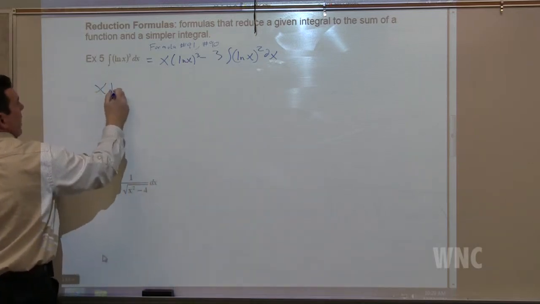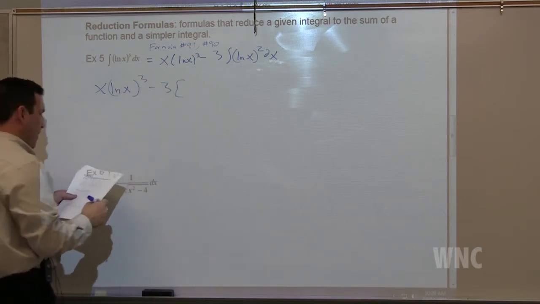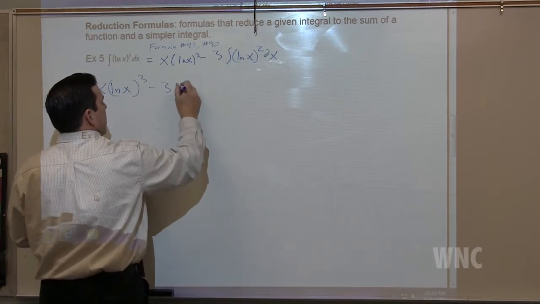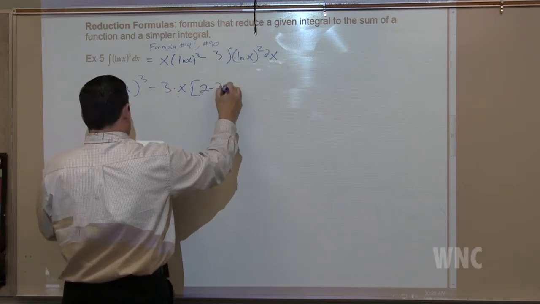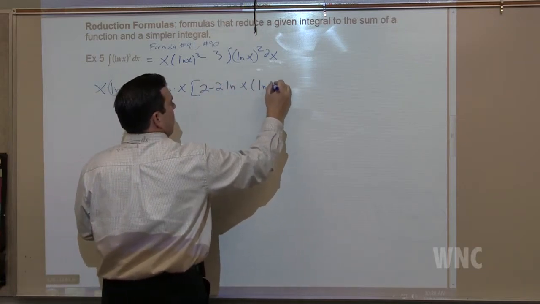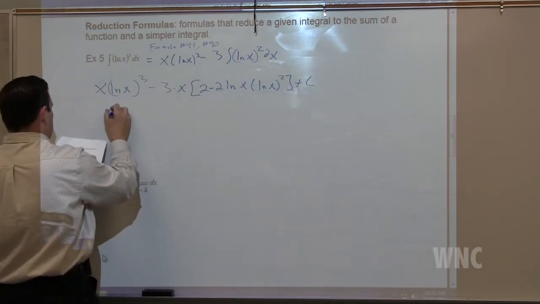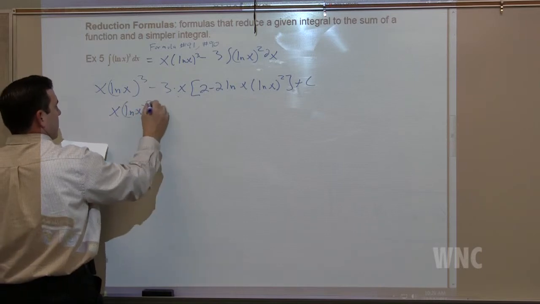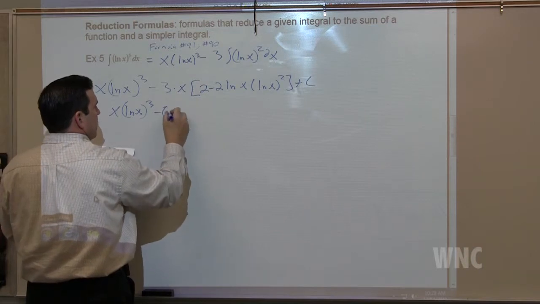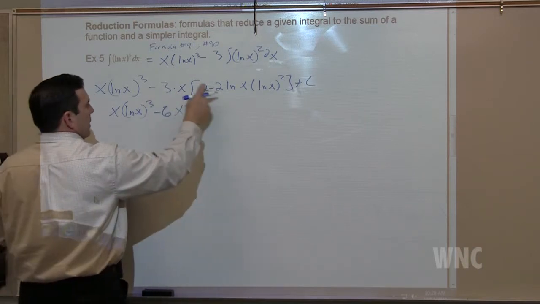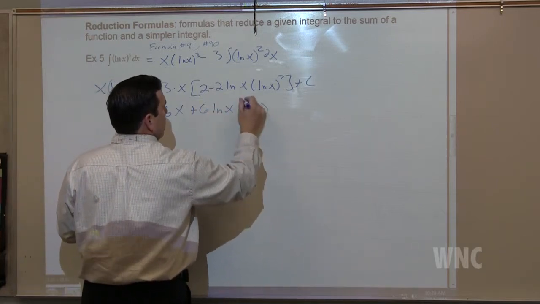So we're going to have x natural log of x cubed minus 3 times what? That was x times 2 minus 2 natural log of x times natural log of x quantity squared plus c. So it's x natural log of x cubed minus, now this is negative 3 times 2, it's minus 6x. Minus the negative is plus 6 natural log of x squared.